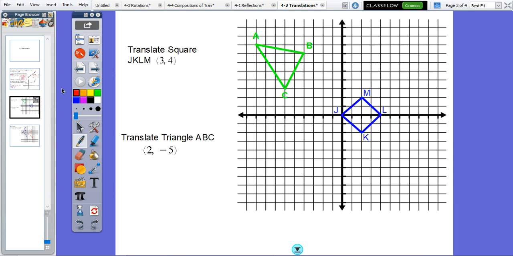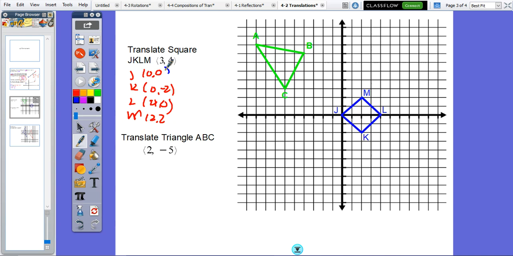So let's do a couple examples here. We'll just do both of them. Here we got square JKLM. The coordinates for J right here is 0, 0. The coordinates for K is 0, -2. L is at 4, 0, sorry, and then M, of course, is 2, 2. And we are applying the vector 3, 4 to all 4 points.